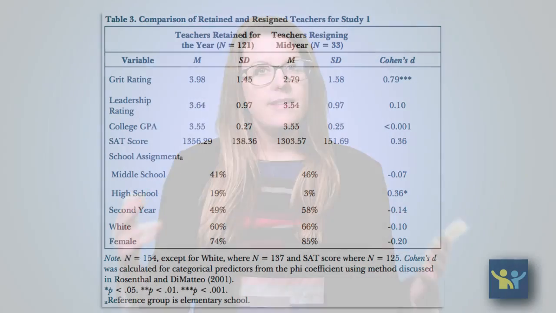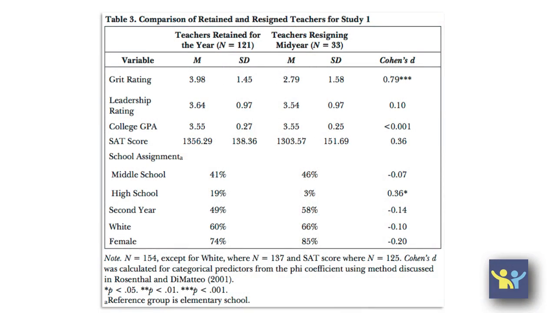Let's look at another example, this time where we're testing the differences between groups. In this table from True Grit, we're looking at the difference in grit and other variables between teachers who were retained for the year and those who quit mid-year. Our hypothesis was that teachers who stuck with it through the year would have higher rates of grit than those teachers who quit. And the results actually provided evidence to support our prediction.